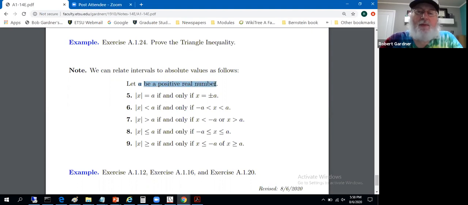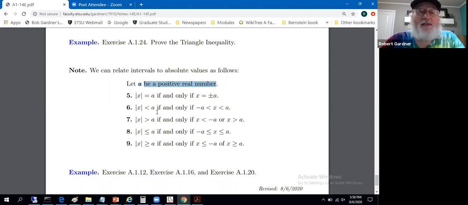A is a positive real number. Yeah, I was a little worried we might be getting absolute values that are negatives. A is a positive real number. So yeah, the only time we'll get the absolute value equal to a is either when we have a itself or negative a, and the negative would be absorbed by the absolute value.